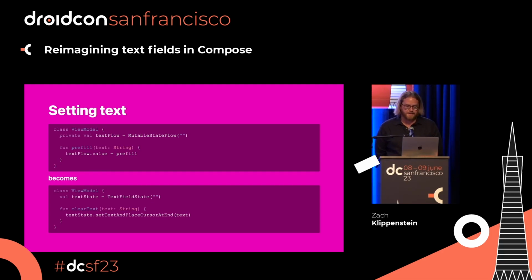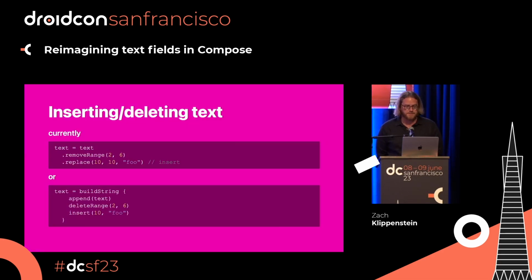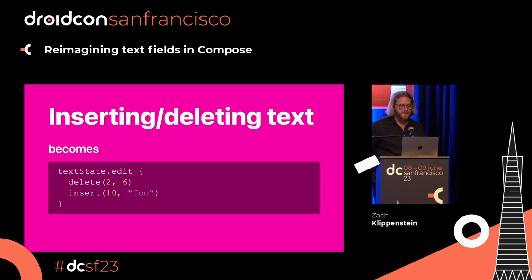And if that's too coarse grain for you, if you want more control, you can dive into the next thing I'll talk about. If you want to edit the text instead of just completely replacing it, there are a couple of ways you can do that right now. You can use nice fluid functional style operators to modify the string, or you can get a string builder, something mutable, do your modifications in there, and then set that string back into the actual text state. With the new API, this is actually a little bit easier.